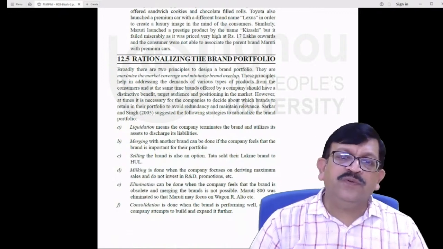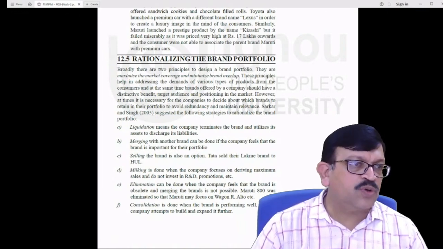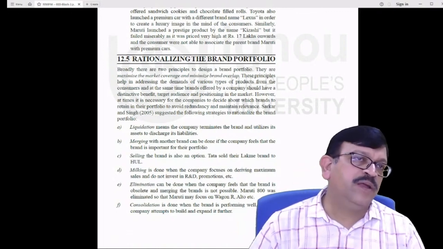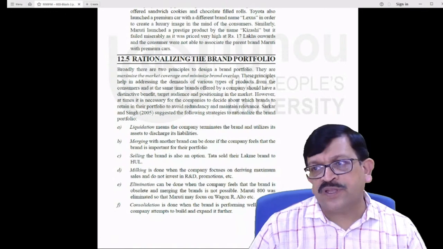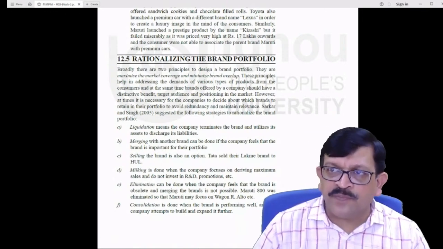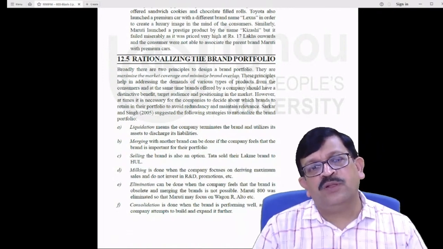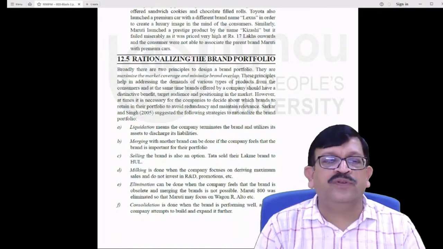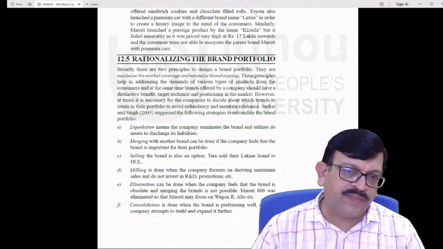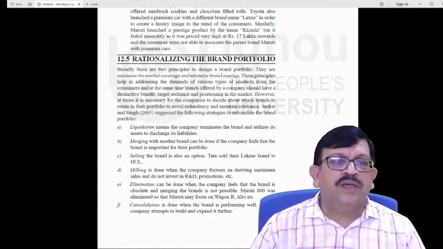Milking is done obviously when you want to derive maximum sales, and at some point of time you may want to get out of this market, but you don't want to invest anything anymore in the product, and you find the product is perhaps losing market share, the growth rates are falling. Hence, you try to, we call it, milk the brand. You try to derive maximum from the market and then take a call on whether you want to stay in it or not.